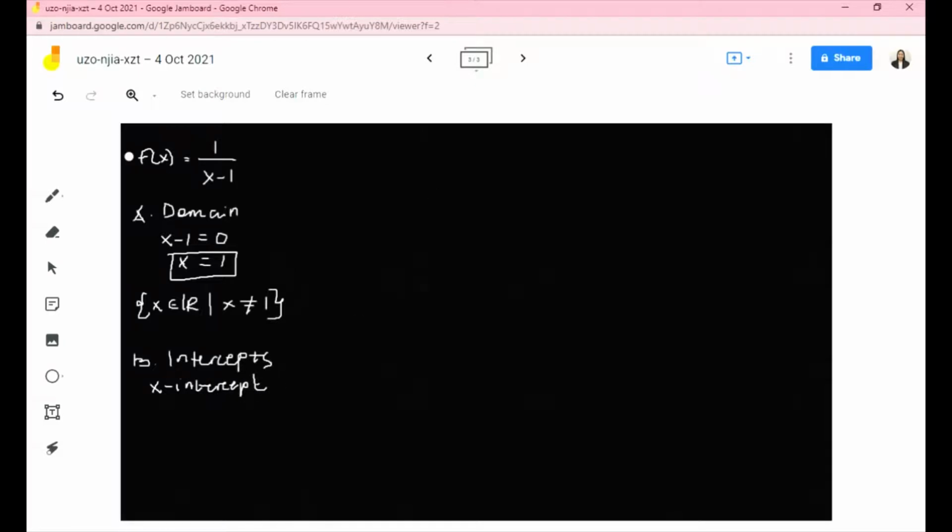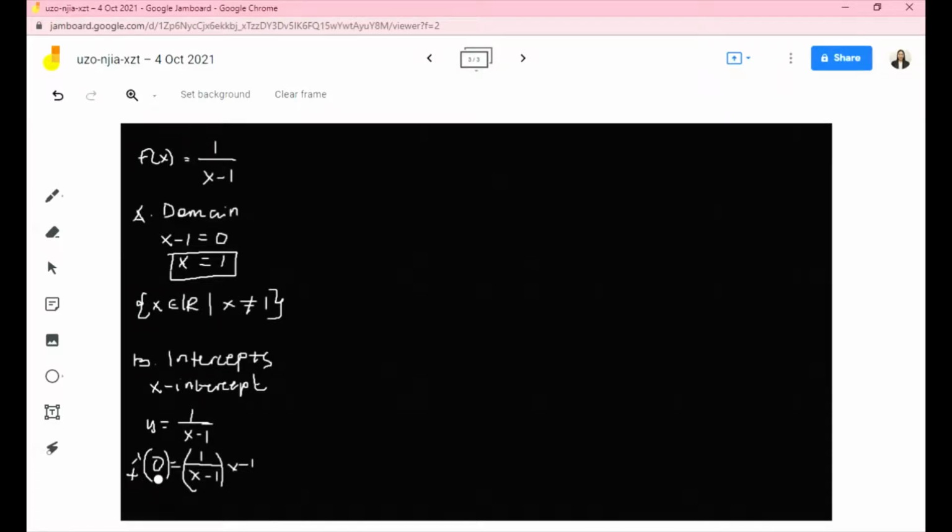Write down first the function, replacing f of x by y. We have y is equal to 1 over x minus 1, and we'll let y be equal to 0. So 0 is equal to 1 over x minus 1. Now we need to remove the denominator, so we'll multiply both sides by x minus 1.